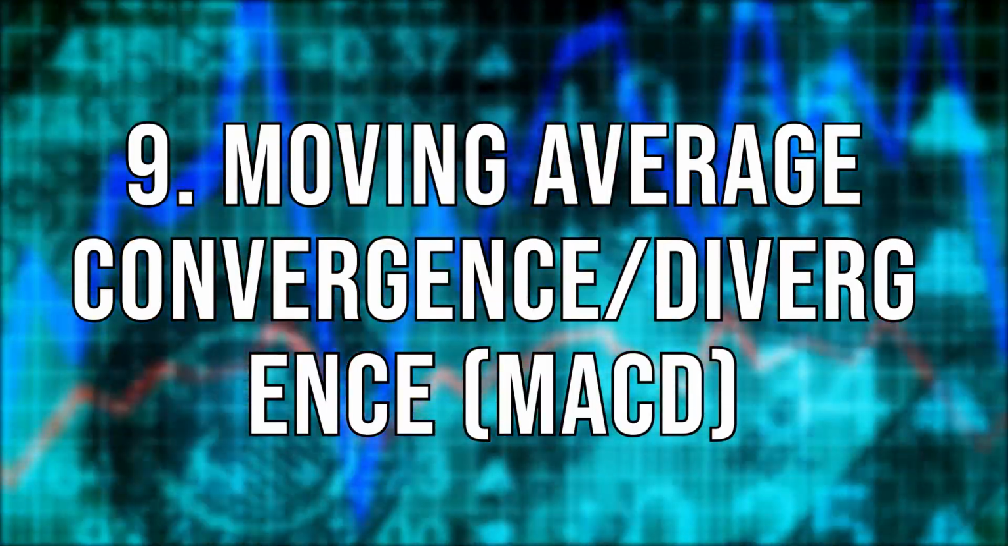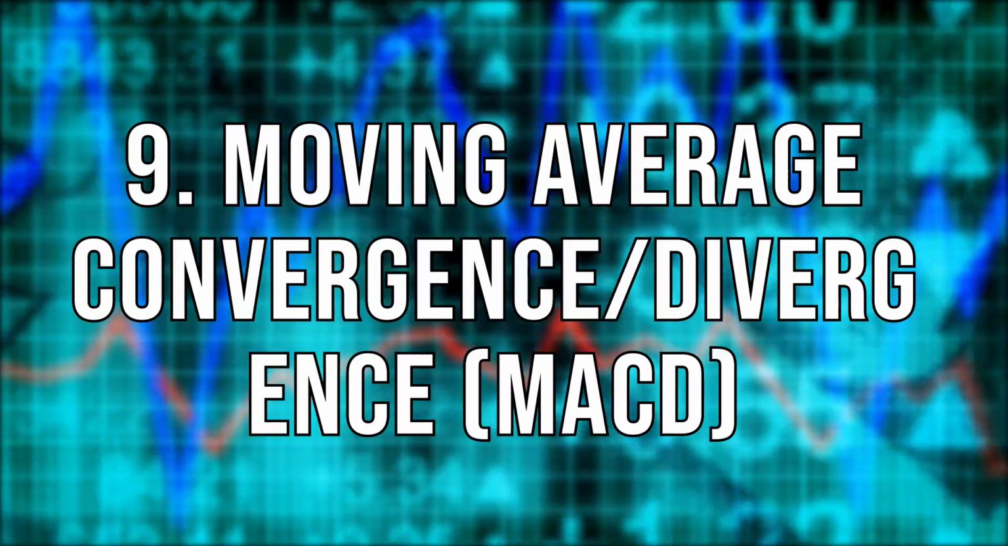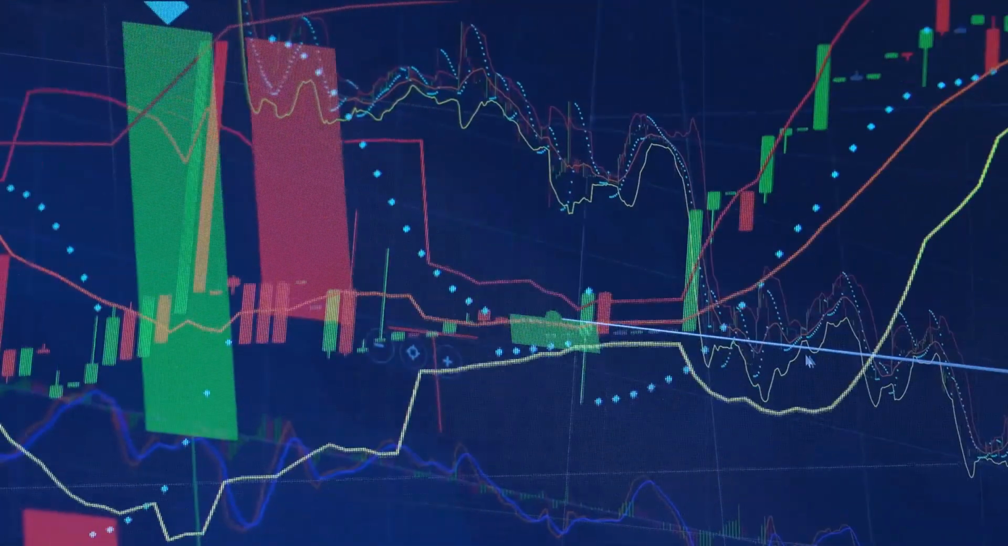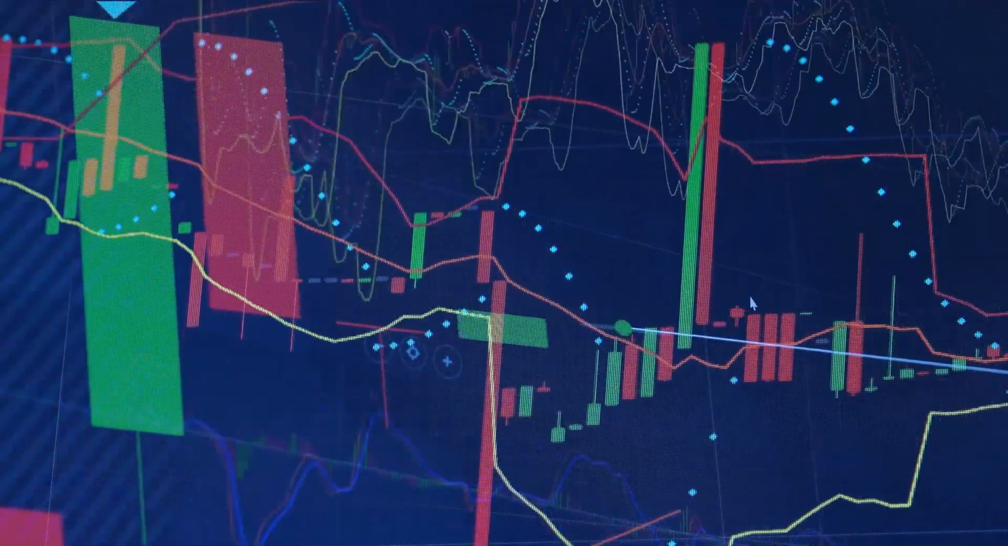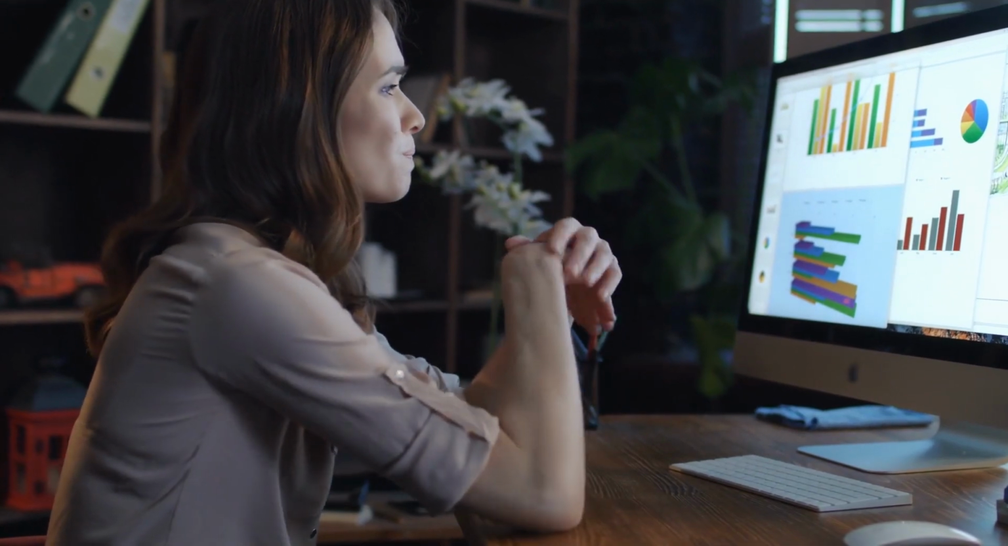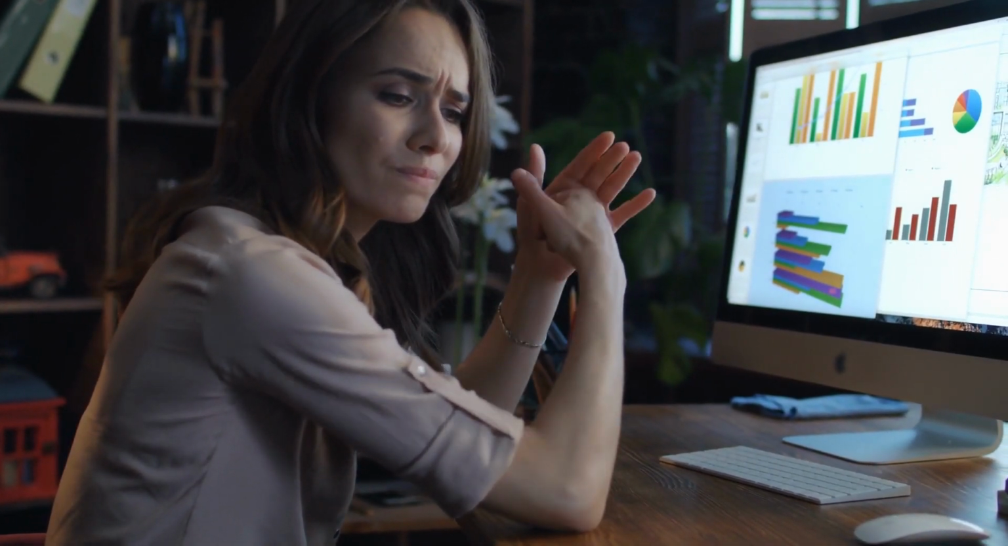Number 9. Moving Average Convergence Divergence (MACD). Moving Average Convergence Divergence, sometimes known as, quote, the king of oscillators, is a kind of oscillator. The indicator determines the market's driving power. It's useful for indicating when the market has had enough of advancing in one direction.